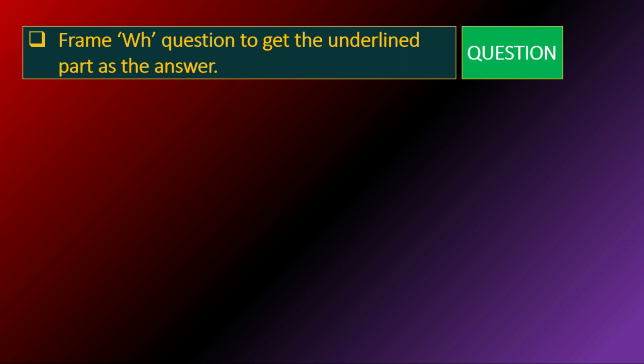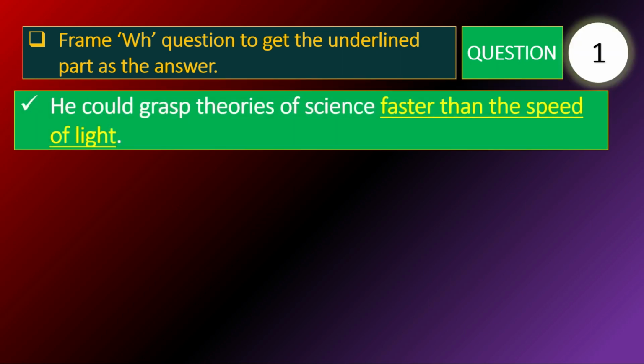This is question number 1. Look at this here. He could grasp theories of science faster than the speed of light. Here the underlined part is faster than the speed of light. Now we can easily understand that this underlined part is telling us about the manner of action. I mean, in what way the action took place.